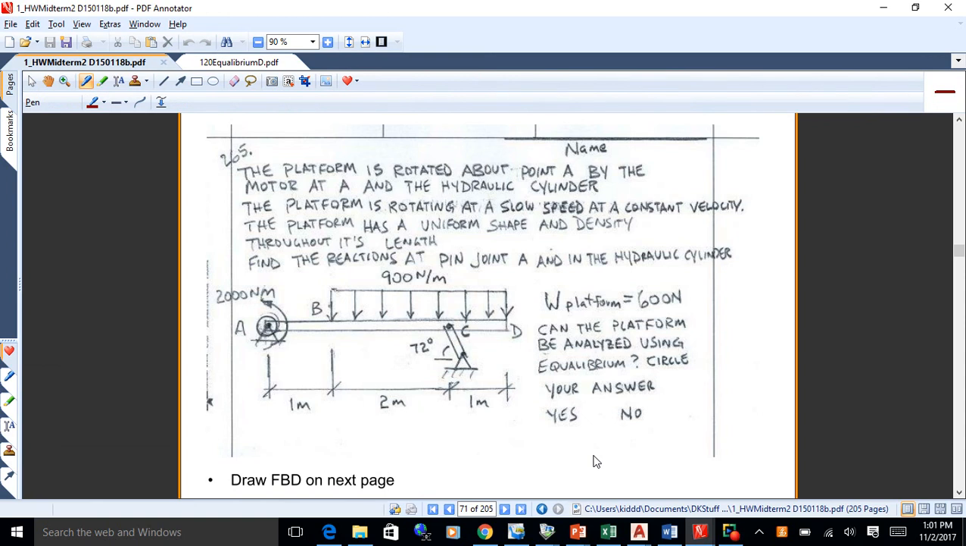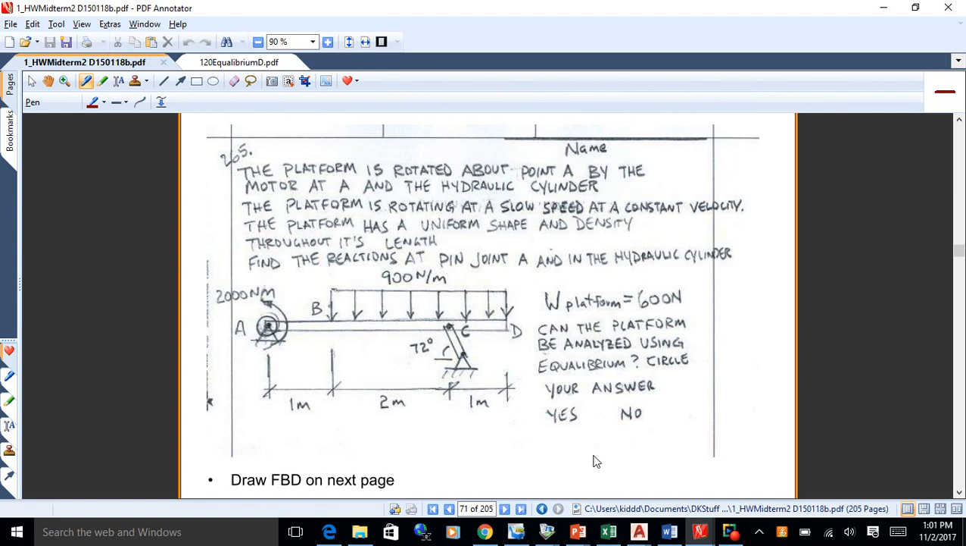There you go. So what we've got there is a motor that's lifting up this platform. We've also got a hydraulic cylinder that's pushing on it too. And we're just pushing that up slowly. As long as you're pushing it up slowly and it's not accelerating, you could use statics to analyze this. So what you want to do here is find the reactions at pin joint A and in the hydraulic cylinder. So that's what you want to be doing on this one.